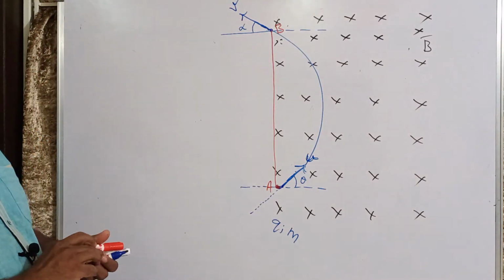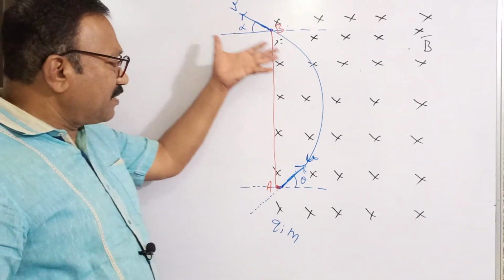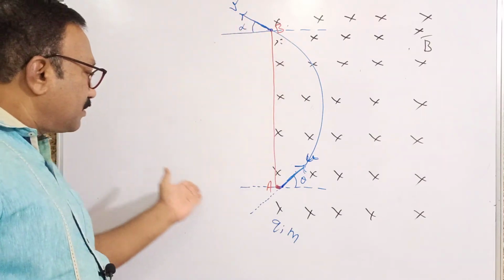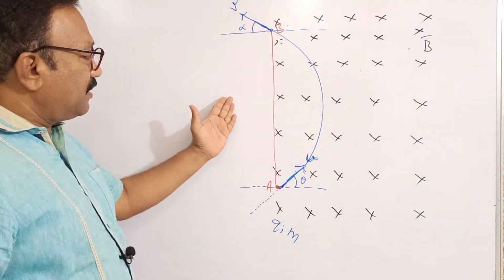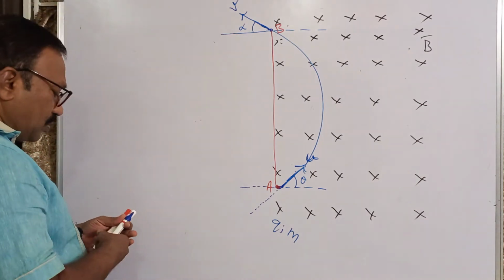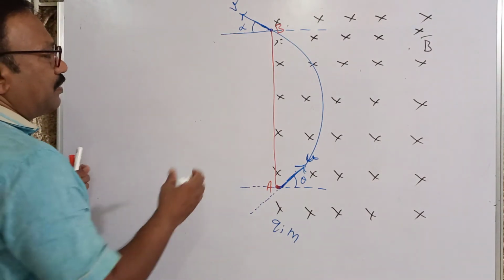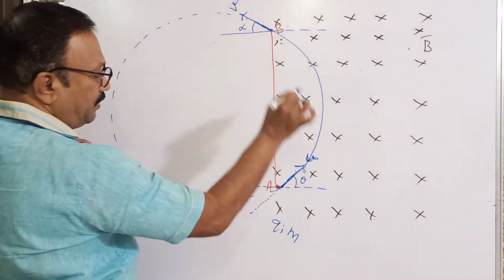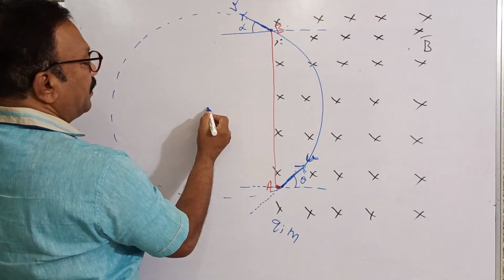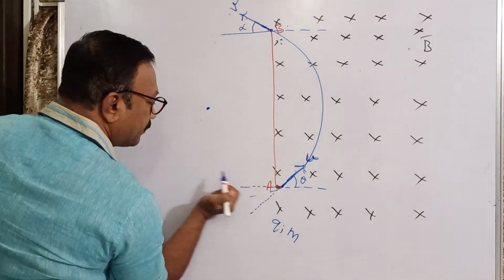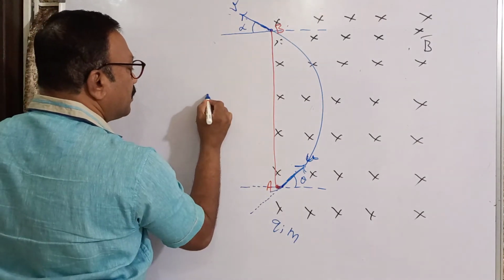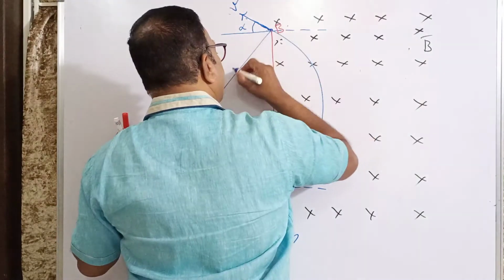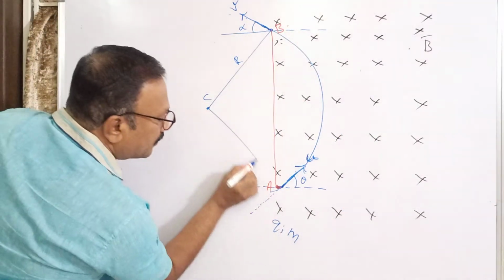Now let me look at the center of the circle. Where is the center of the circle? It is not inside the magnetic field, definitely, because the circular motion will be like this. So I will find the center somewhere here. If I imagine an imaginary circular motion, I'll have the center somewhere here. This will be the center of the circular motion. If this is the center, this is the radius, and this is the radius.